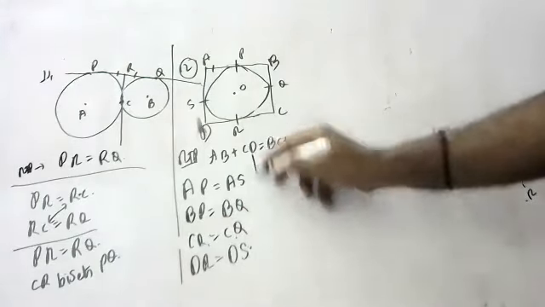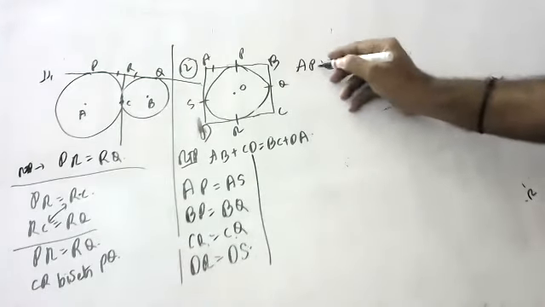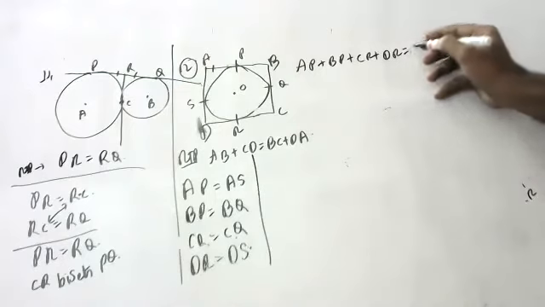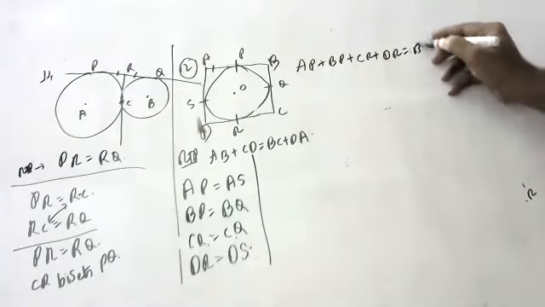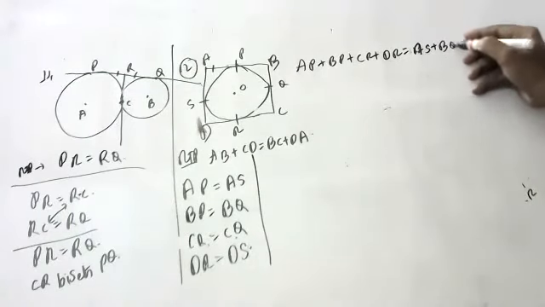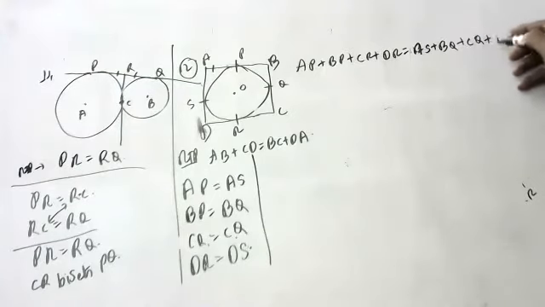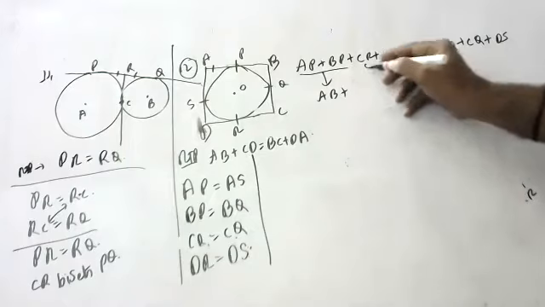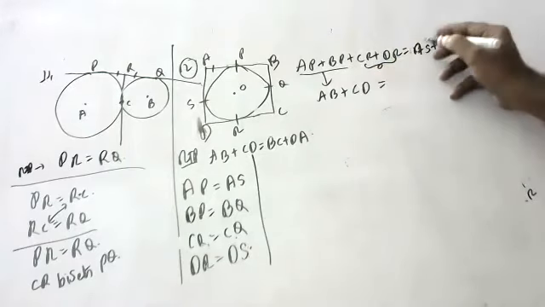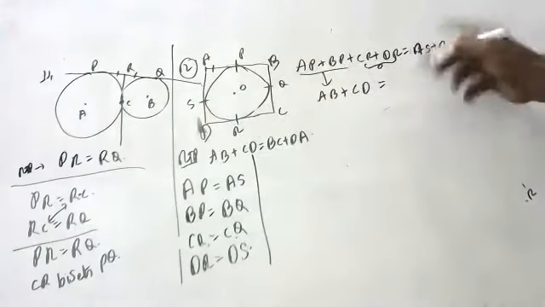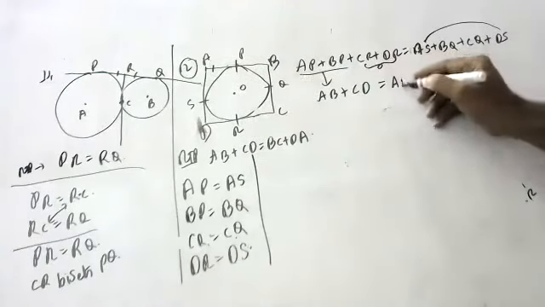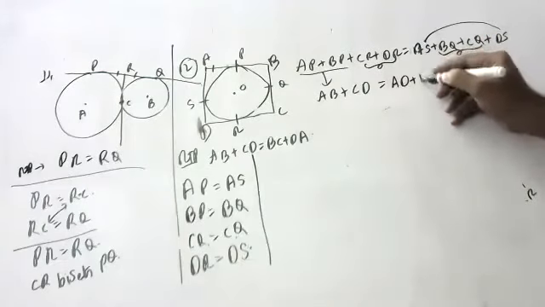AP plus BP plus CR plus DR is equal to AS plus BQ plus CQ plus DS. This is AB plus CD is equal to AS plus DS, which is AD, plus BQ plus CQ, which is BC. So AB plus CD is equal to AD plus BC.